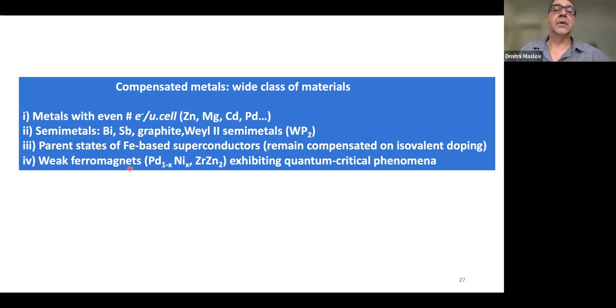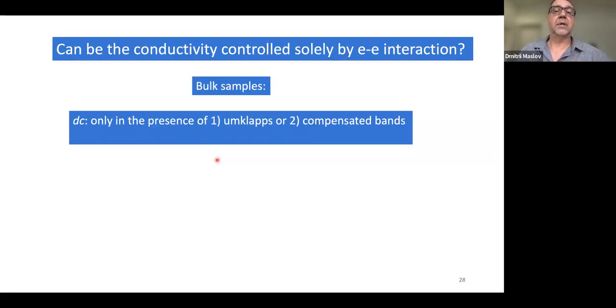Big ferromagnets, which I mentioned before, which exhibit quantum critical phenomena, at least these two also happen to be compensated. So maybe the resolution of the paradox which I mentioned before is that when we see a T squared in a low density system and T to the 5/3 in a quantum critical system, this is the effect of compensation. Okay, so to summarize this part, if we talk about DC resistivity, it can be controlled by the interactions only in the presence of Umklapps or compensation.